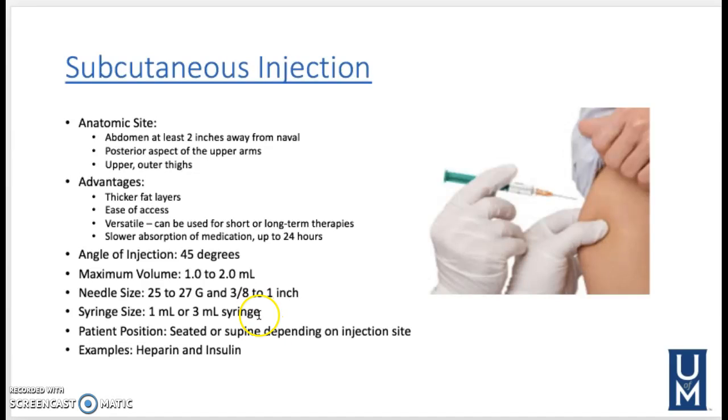Remember, supine is on your back, depending on the injection site. Examples of subcutaneous injections would be heparin and insulin. So probably the most common you'll see is insulin. Insulin is given subcutaneously, and you may be teaching patients how to give themselves subcutaneous injections.